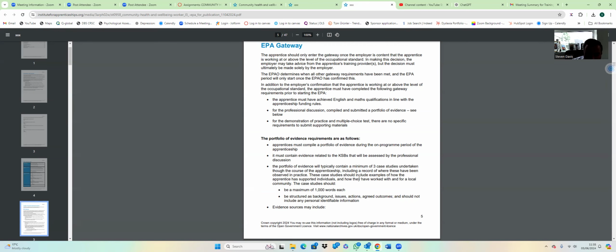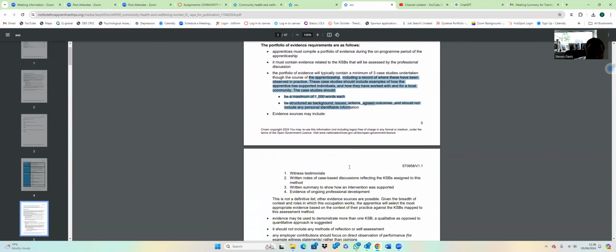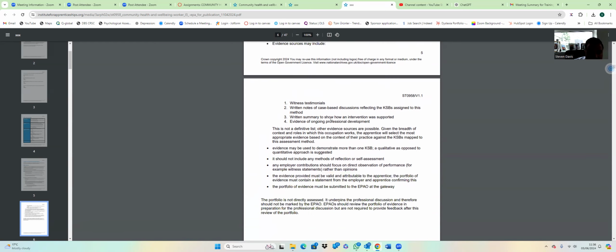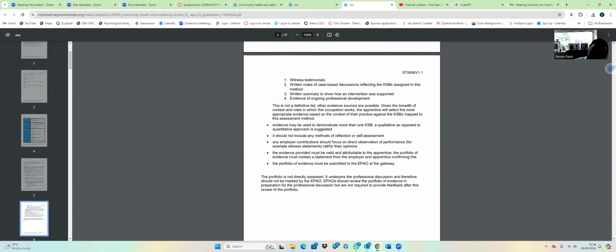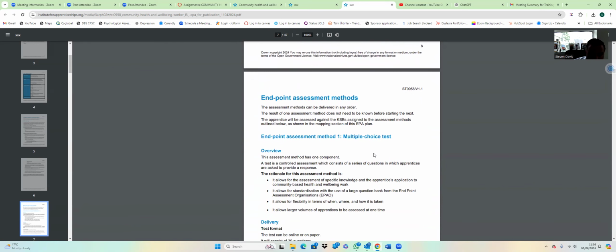And again, the case study should include examples of how apprentices support individuals and how they work within their local communities. So this is really the one that you're probably going to have to do here. So we need to look at a minimum of 1,000 words and the structure looking around your backgrounds. And this is because they're going to use that case study for your endpoint assessment.